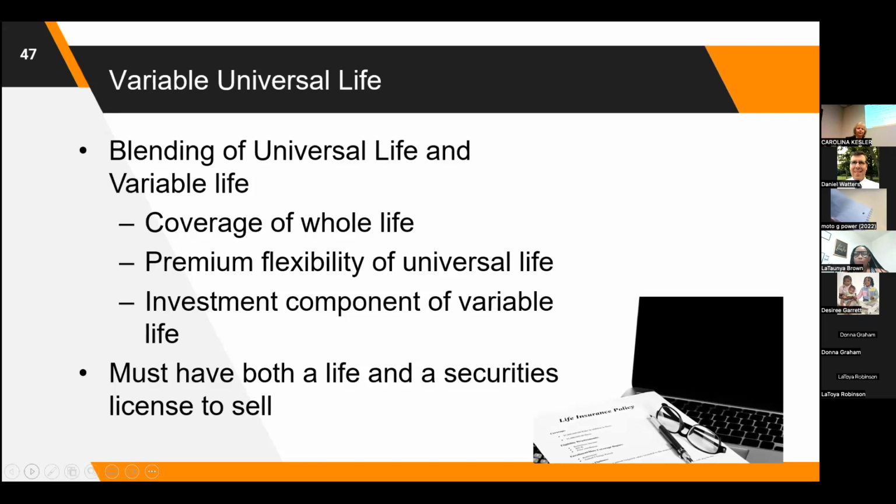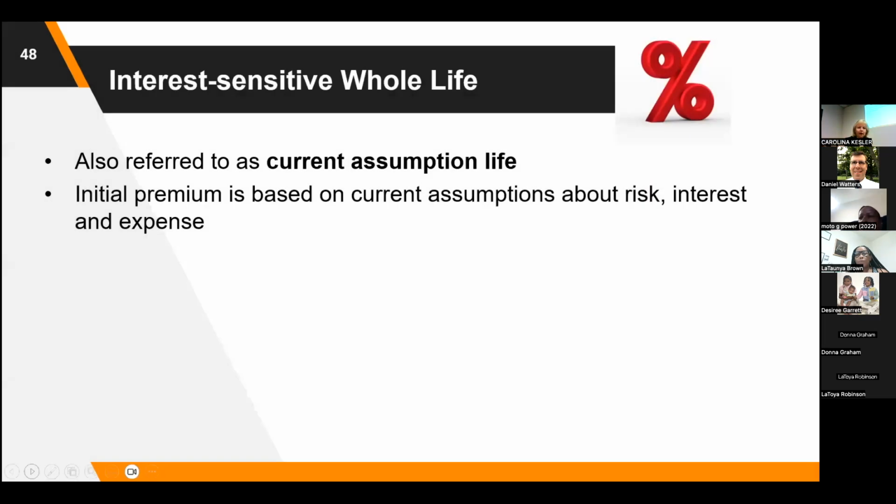Okay. So anyway, it has the coverage of whole life, the premium flexibility of universal life, and the investment component of variable life. You must have both licenses, the life and securities license, to sell this. And you need to remember that variable and separate go together, right? The insurer must have one or more separate accounts to do variable insurance. So interest sensitive whole life: remember, current assumption and interest sensitive go together. You don't have to know what it means, you just need to know they go together, right?